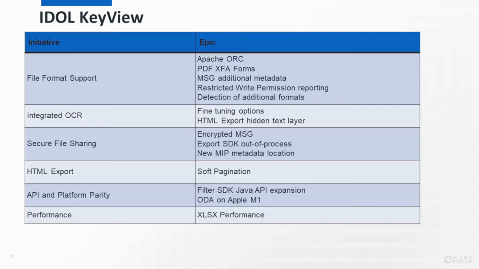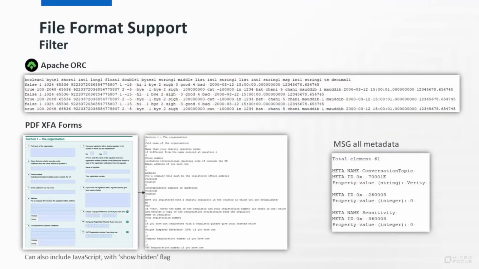In HTML export, we've continued to improve the look of rendering by adding the option for soft pagination. We've expanded the Java API for filter and added ODA support to M1. Finally, we've made some really good performance improvements to our Microsoft Excel reader. Let's have a look at some of these in more detail.